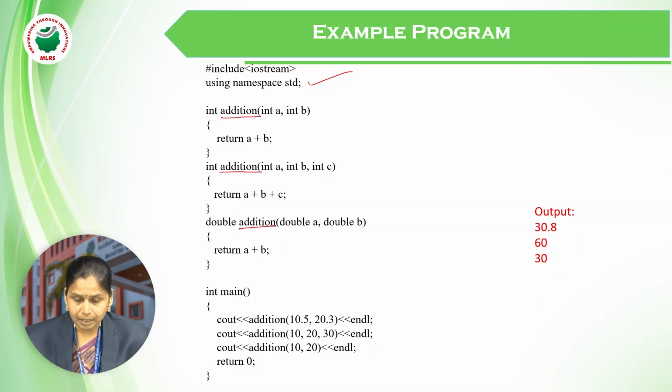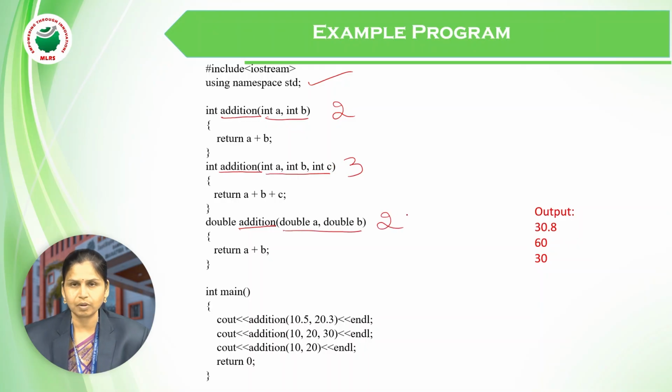But when we clearly observe, the first function contains 2 parameters, the second function contains 3 parameters, the third function contains again 2 parameters. But when we start the execution of the program, here we are calling the functions in the cout: addition of 10.5 comma 20.3. Here we are calling the addition function 3 times by using different parameters.